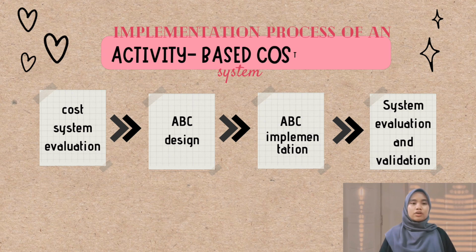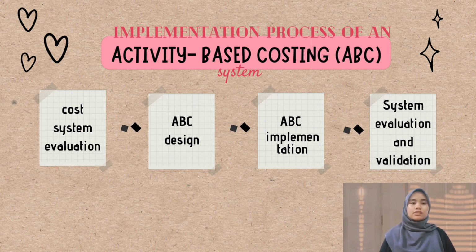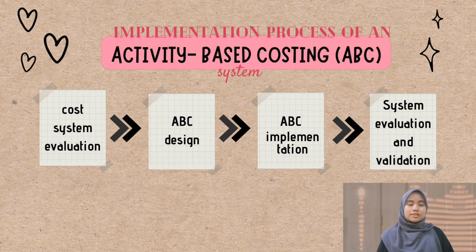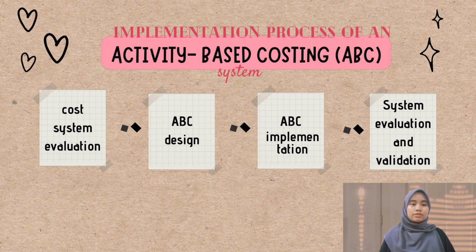Next, I will explain the implementation process of an activity-based costing ABC system. The first process is to evaluate the cost system. After the evaluation process, the manager needs to design the activity-based costing ABC system. The implementation of the activity-based costing method begins after the design of the costing method has been made, and the last process is to evaluate and validate the system.